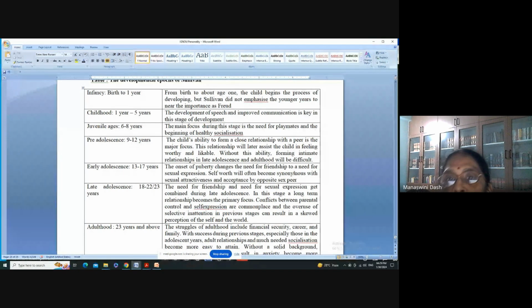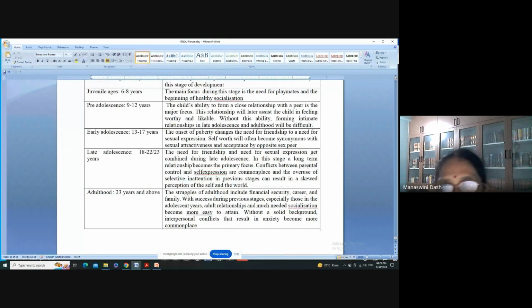Second stage is childhood, which lasts from 1 year to 5 years, and during this stage, the development of speech and improved communication takes place. Third stage is juvenile, which lasts from 6 to 8 years. The main focus during this stage is the need for playmates and the beginning of socialization takes place.